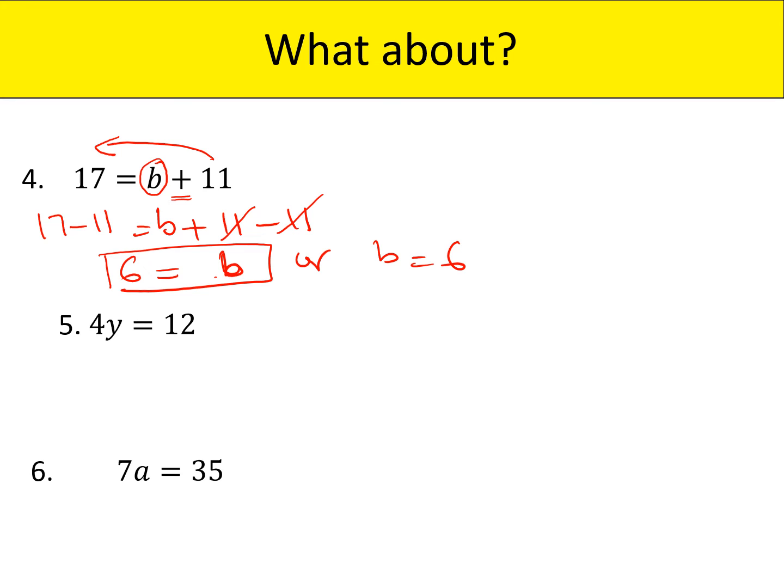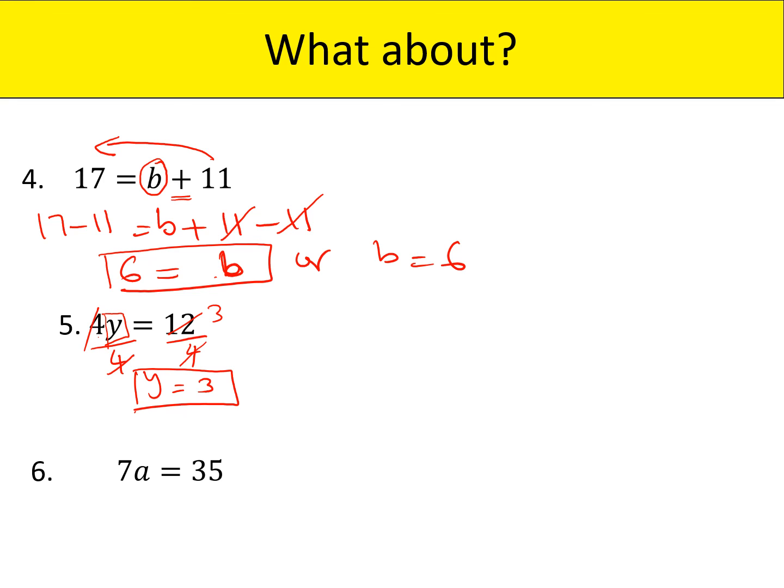Next, this is slightly different. 4 times y equals 12. Now, I'm finding y. I need to get rid of this 4. It is multiplying with y. The inverse of multiplication is division. I will divide both sides by 4. So 4 and 4 cancel. y equals 12 divided by 4. 4 times 3 is 12. This is 3.